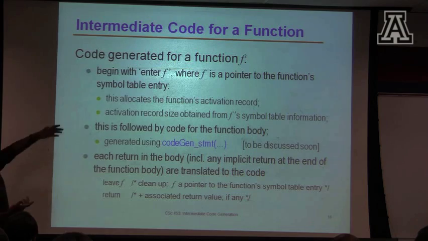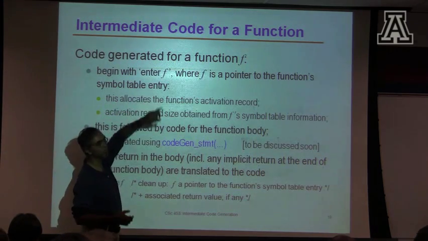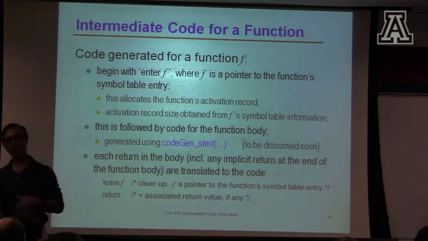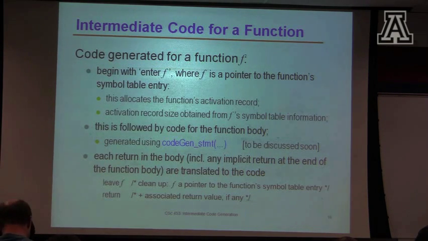Then, since I know how big the stack frame is going to be, I can just walk down the symbol table. And depending on the structure of the symbol table, whether it's a hash table or a linked list or whatever, walk down the symbol table, assign offsets in the stack frame to each variable and temporary that you need, and we're good to go.